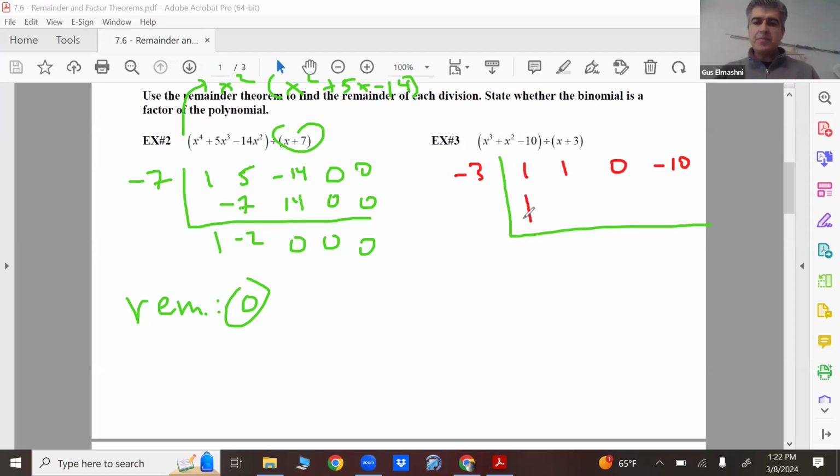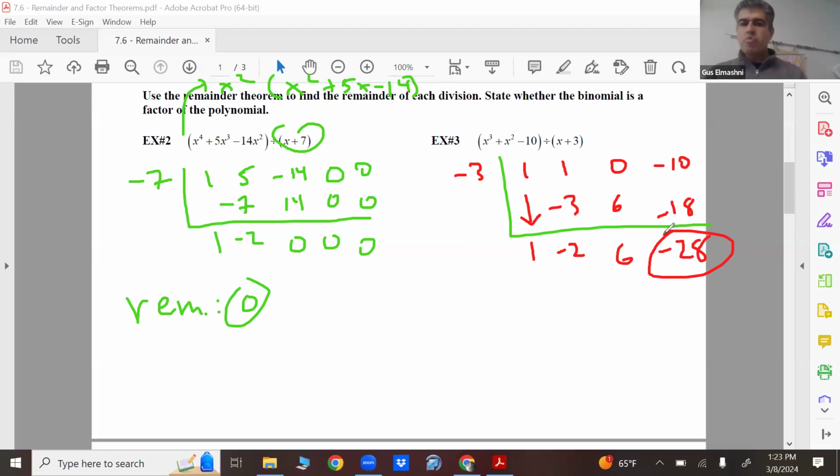Bring the 1 down. Multiply. Add. Multiply. Add. Multiply. Add. And there you go, negative 28. So it should be pretty straightforward. Questions? We're good? Okay, cool.